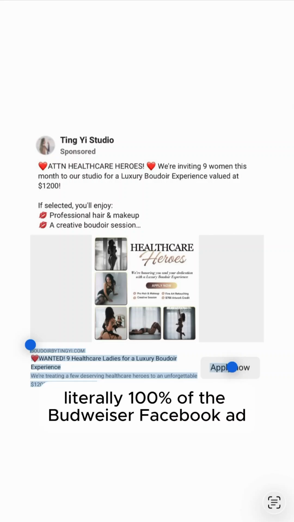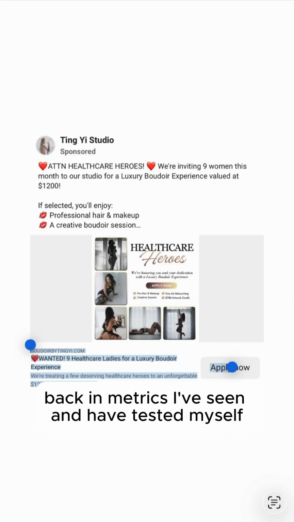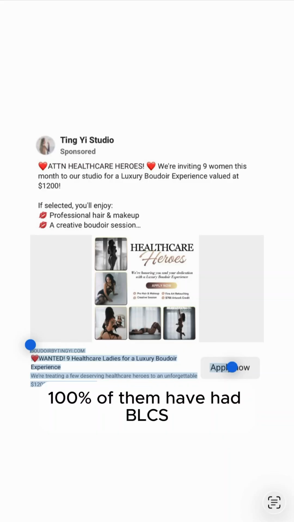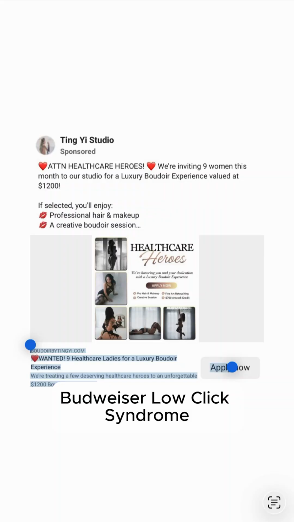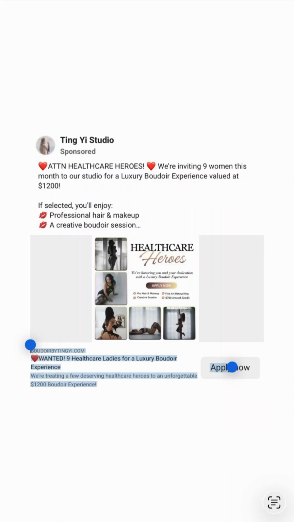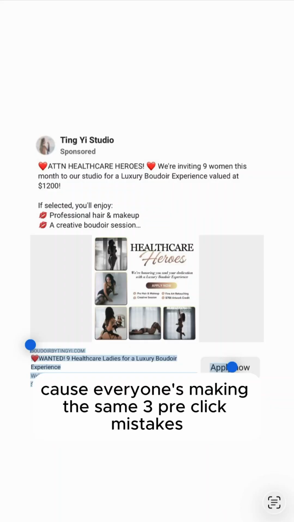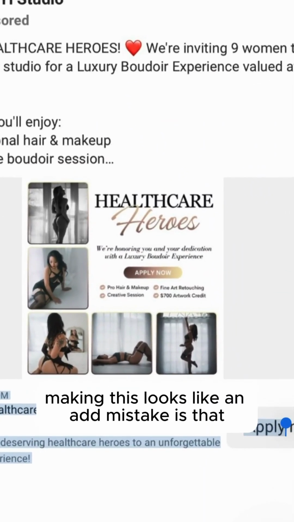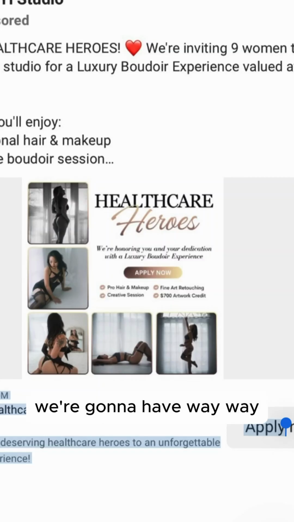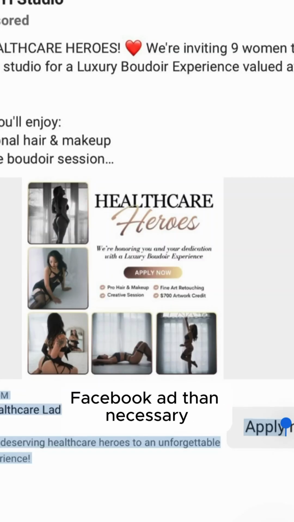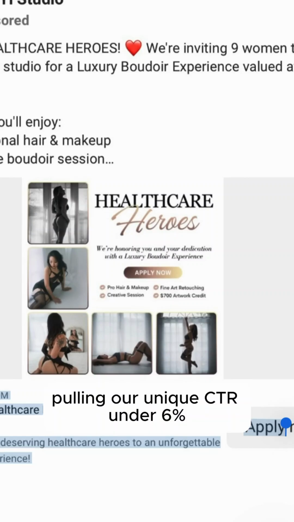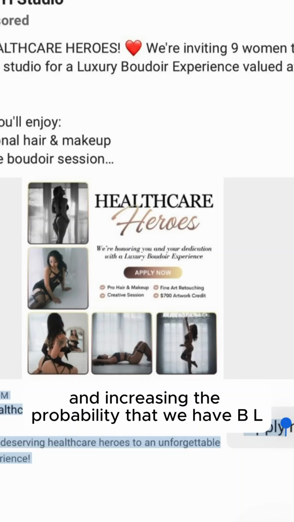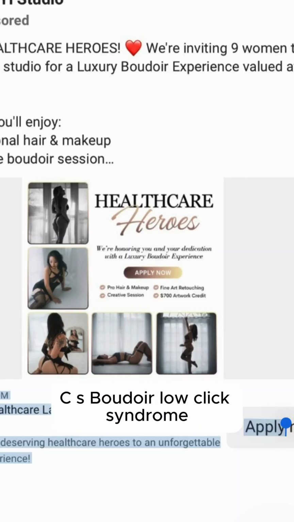Well, in literally 100% of the Boudoir Facebook ad backend metrics I've seen and have tested myself, 100% of them have had BLCS, Boudoir low click syndrome, with a unique CTR under 6%. And why is that? Because everyone's making these same 3 pre-click mistakes. So the consequence of making this "looks like an ad" mistake is that we're going to have way more women scrolling by our Boudoir Facebook ad than necessary, pulling our unique CTR under 6% and increasing the probability that we have BLCS, Boudoir low click syndrome.